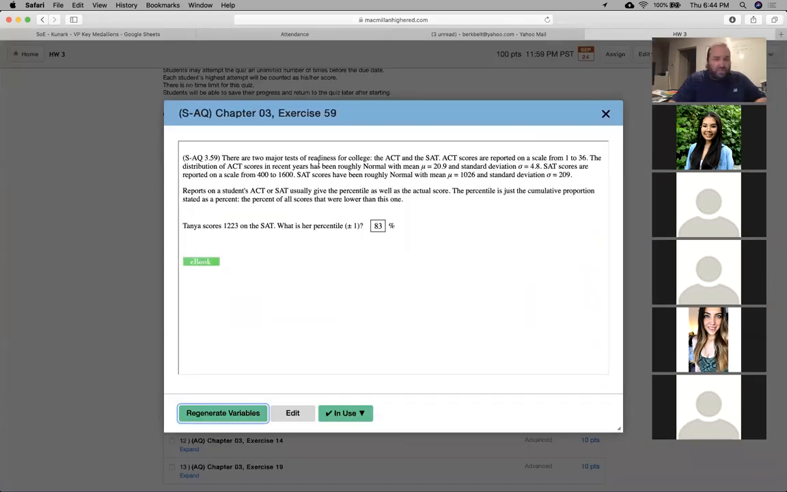There are two major tests, ACT, SAT. Each one is normal with different means and different deviations. Reports on a student's score is usually given the percentile as well as the actual score. The percentile, you don't get that screen. What do you get? We're going back to the previous one for a second because she asked a question. What screen do you get? I just get an error. You have the same calculator as me? I have the TI 83 plus. Okay.